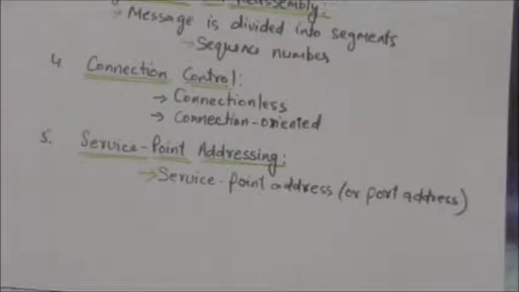So in this case, because the transport layer has to ensure the delivery of the entire message from a specific process on one computer to a specific process on another computer, the transport layer header includes a type of address called the service point address or port address, right? So that the message can be delivered to the correct process.